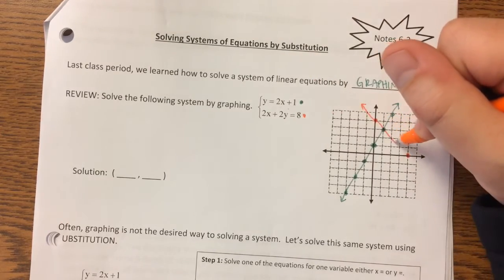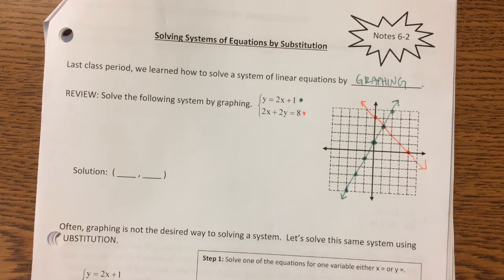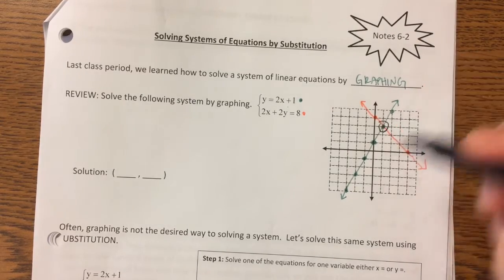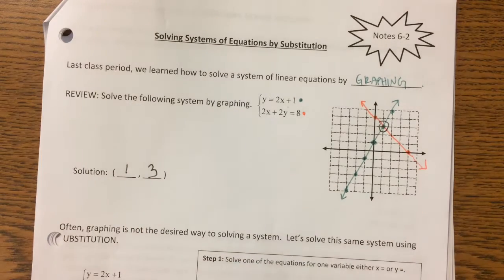Then once you have the two lines graphed, the solution to that system is the coordinate, or the ordered pair, where they intersect, which in this case would be 1, 3. So there's no algebra involved here unless you have an equation that's not solved for y or not in standard form. Then you might have to do a little bit of algebra to get it in there.